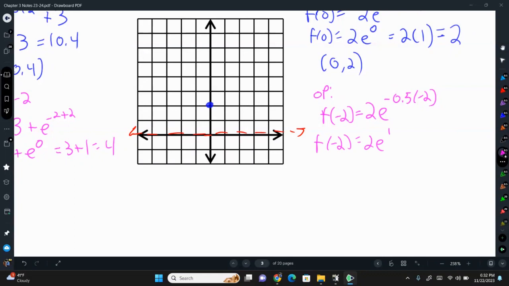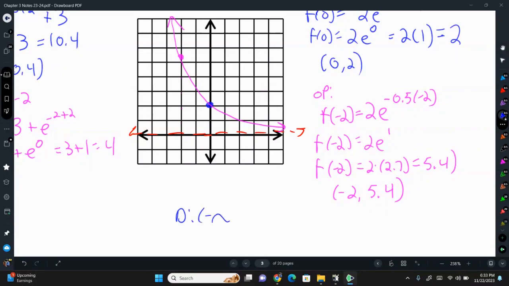So then we have f of negative 2 equals 2 times e to the positive 1 power. Well, e is 2.7, and when we multiply that by 2, 2 times 2.7, we get 5.4. So our point is (negative 2, 5.4). So that will make our graph behave this way. Our domain, again, is negative infinity to infinity, and our range is 0 to infinity.